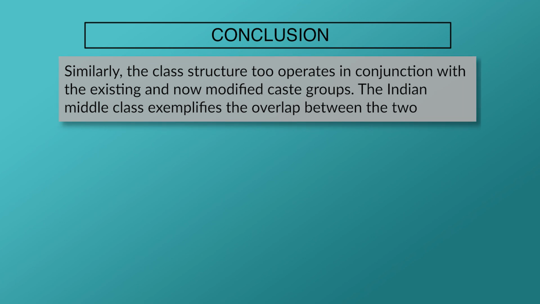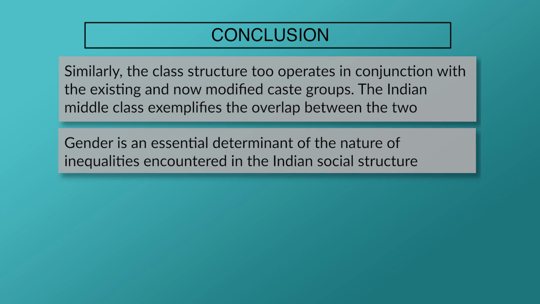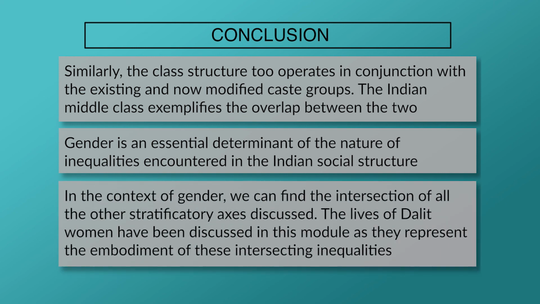If one were to look at class structure, one would see how caste and class, despite several differences, overlap, and the Indian middle class seems to be an example of how caste and class overlaps are accommodated. Gender again is an essential determinant of the inequalities encountered in Indian society, and in the context of gender we discussed specifically the example of Dalit women, because the lives of Dalit women embody and reflect the intersection of inequalities that we see in terms of caste, class and gender.